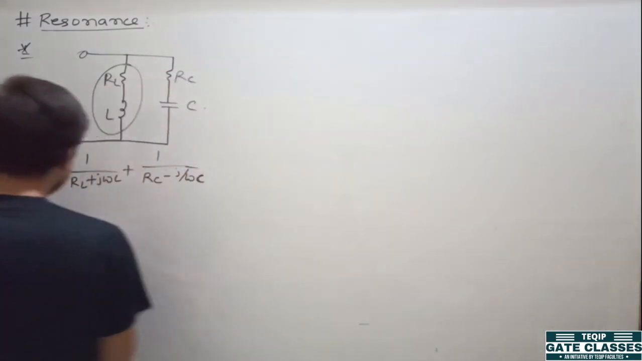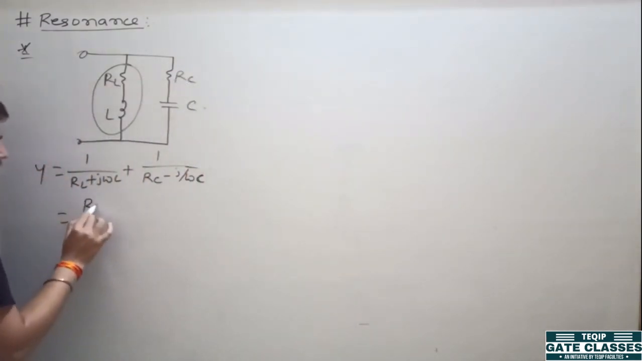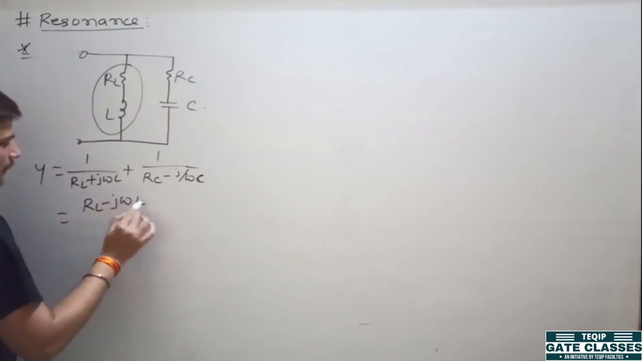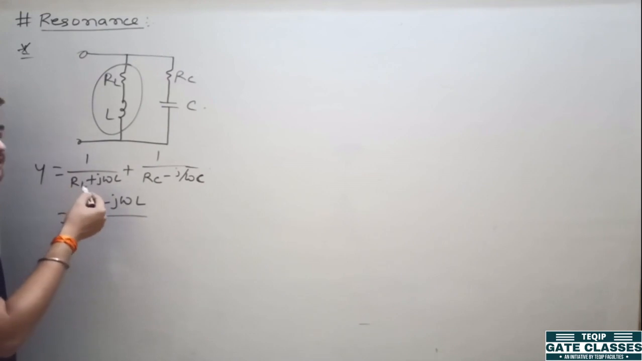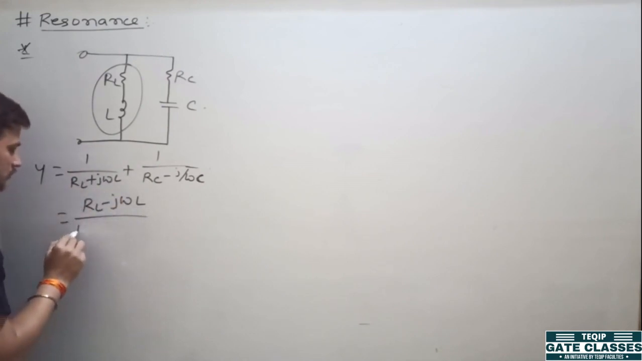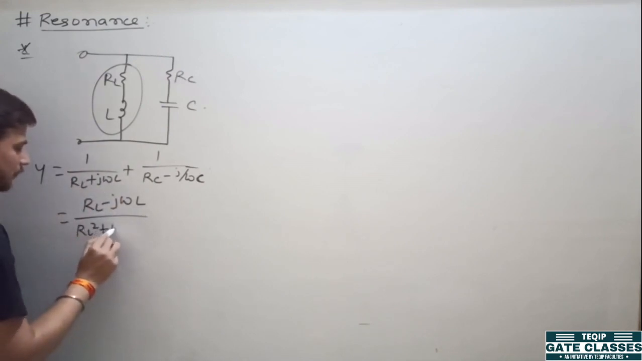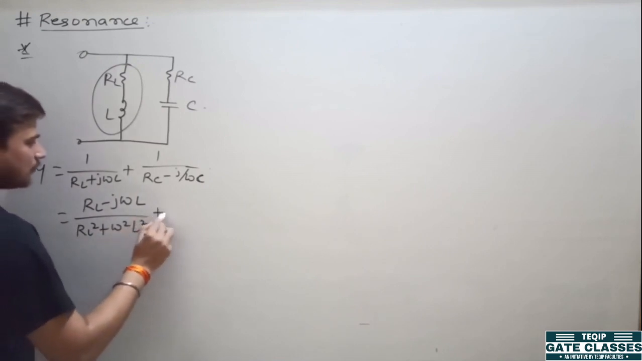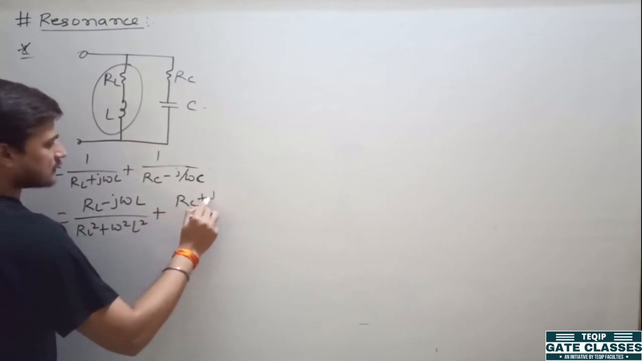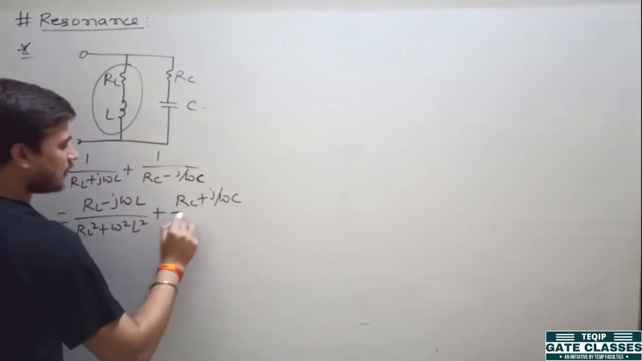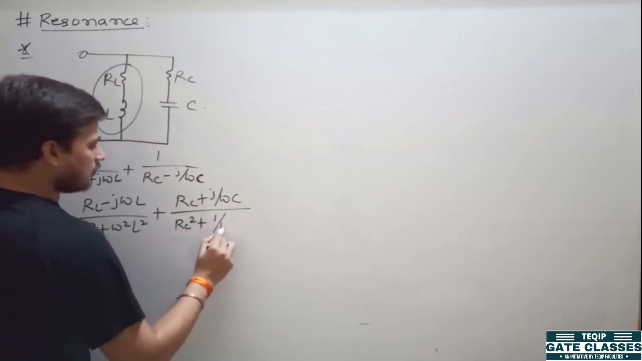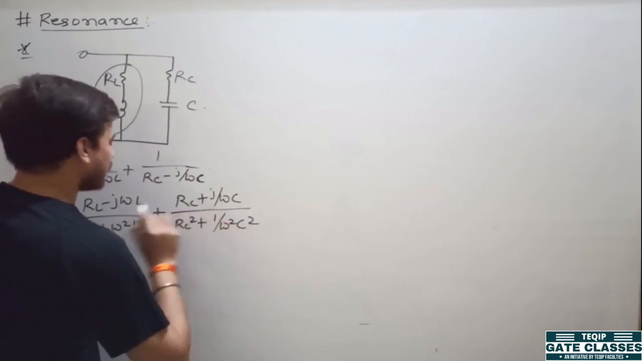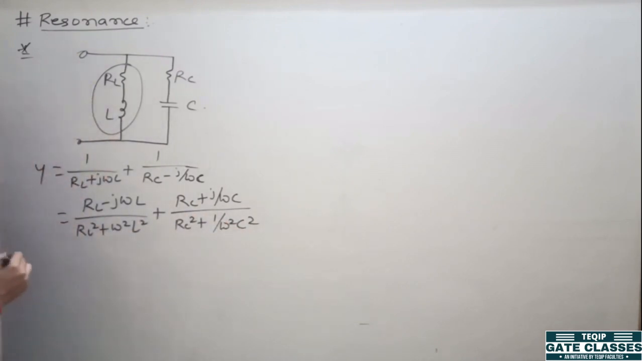So what will you do? Here you will write RL minus J omega L divided by RL square plus omega square L square, that means you are multiplying the numerator and denominator by RL minus J omega L, plus RC plus J upon omega C divided by RC square plus 1 upon omega square C square. Clear?